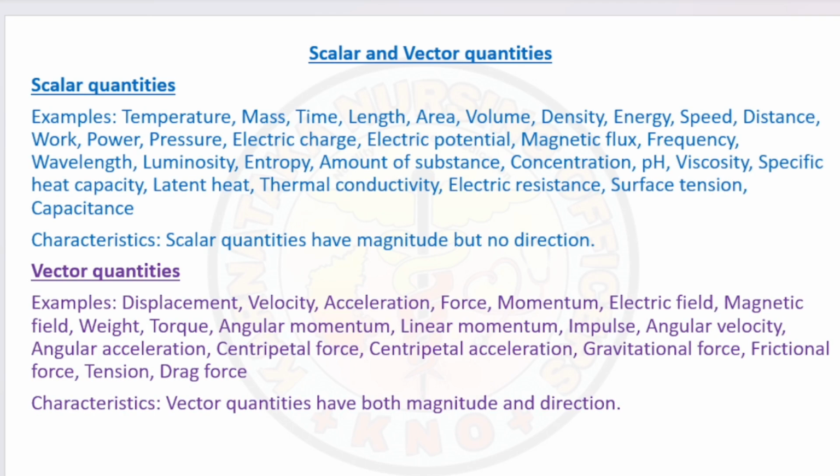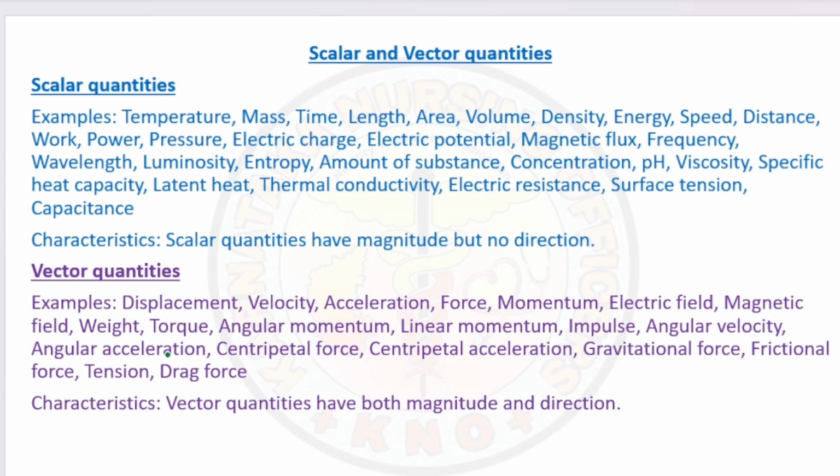So here I am showing some of the quantities which are scalar and vector. Scalar quantities are like temperature, mass, time, length, area, etc. I have taken some examples of scalar, and examples of vector quantities are like displacement, velocity, acceleration, force, momentum, etc. So scalar means the quantities which have only magnitude but no direction.